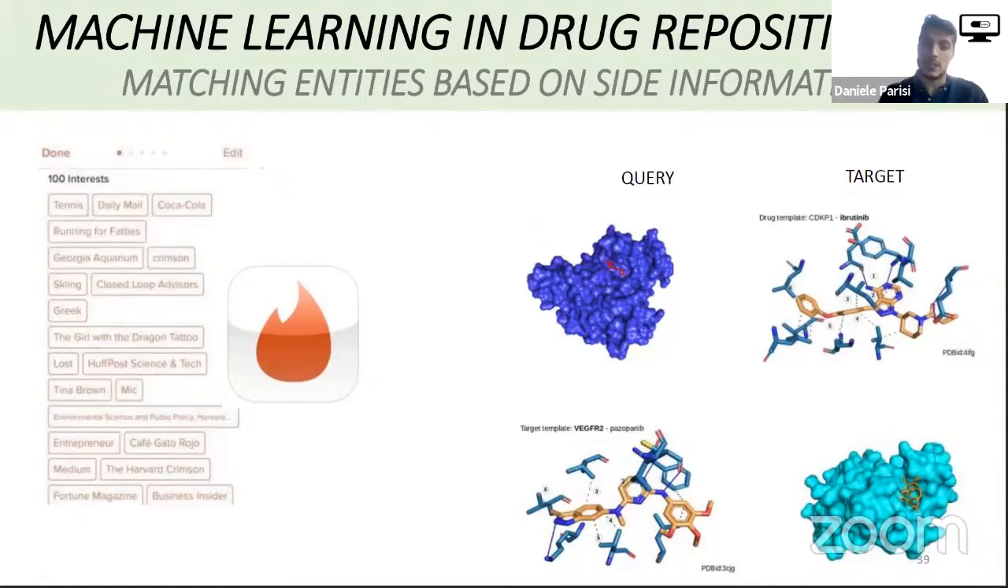So this is exactly what a dating app tries to do with its users. The dating app asks for your age, your characteristics, your interests, and then tries to match your profile with other profiles that share the same characteristics. And the same thing we wanted to do with drugs and targets: based on the physicochemical characteristics, trying to suggest couples that might match.